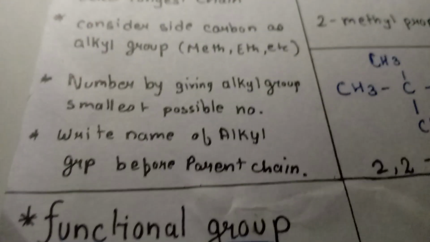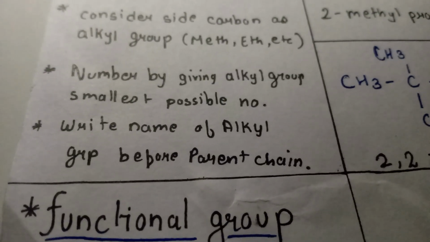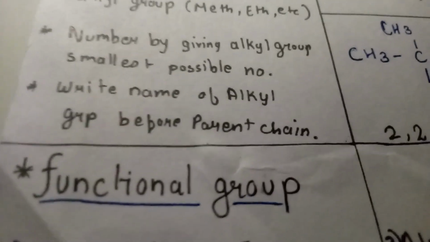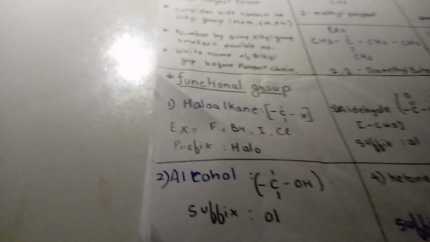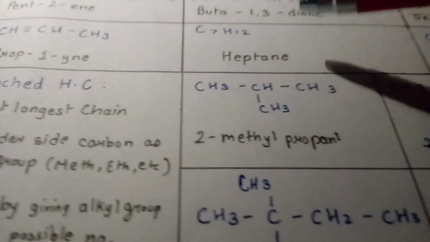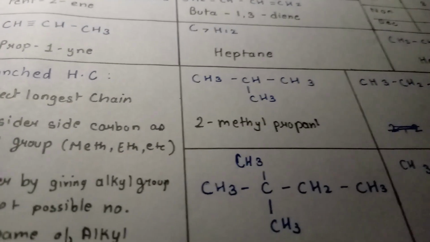Then write the name of the alkyl group before the parent chain. The name of the alkyl group has to be written before the parent chain. I know it will go a little over your head, but once we do the examples, everything will be cleared. So starting off, examples. There are a lot of examples actually. I'm bored, and the video will also become very big.